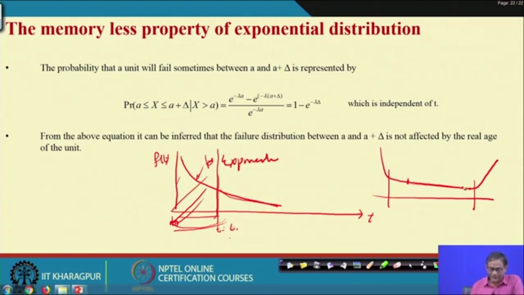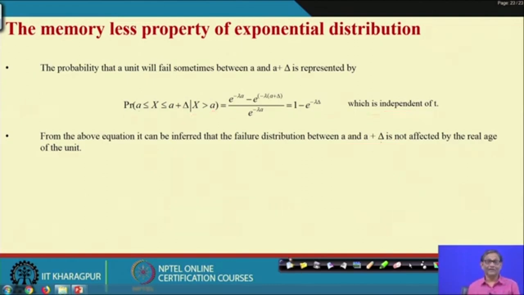Okay. So, this interpretation is given mathematically like this, that probability that x will be in between a and a plus delta, given that x greater than a, this is again you see that 1 minus e to the power minus lambda delta, which is independent of t. So, from the above equation, it can be inferred that failure distribution between a and a plus delta is not affected by the age of the unit. So, it is another advantage of exponential distribution.